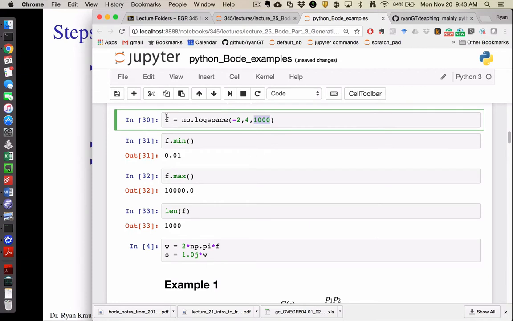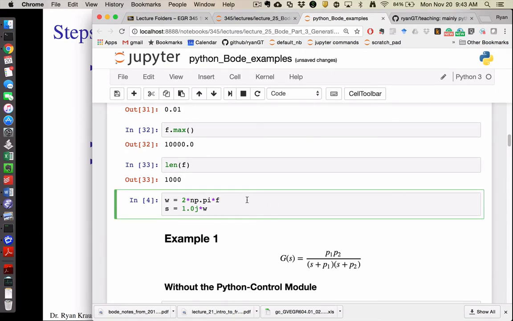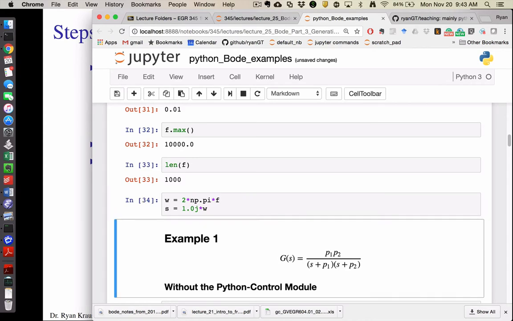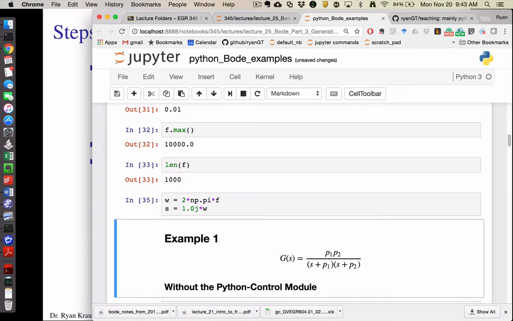Basically, the points would look equally spaced on a logarithmic scale. Then once I have F, I need omega and S. If F is in Hertz, then omega is just 2 pi F, and S is just j times omega. And in Python 3, you probably don't need this 0.1 anymore, and maybe you never needed it because it was a complex number, but that's just a habit for me.